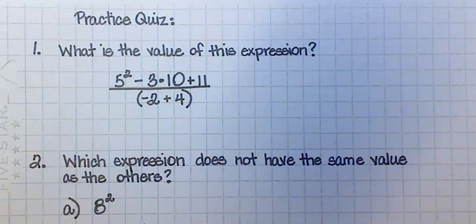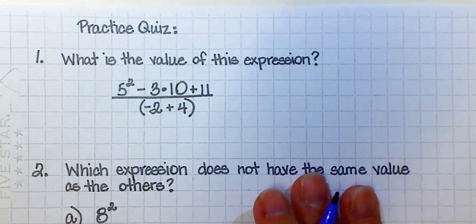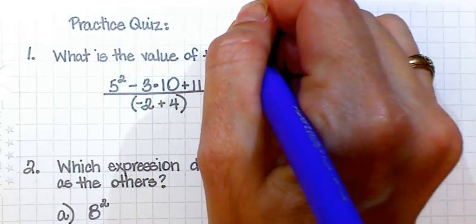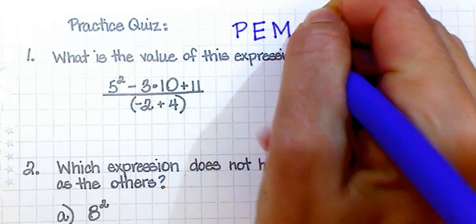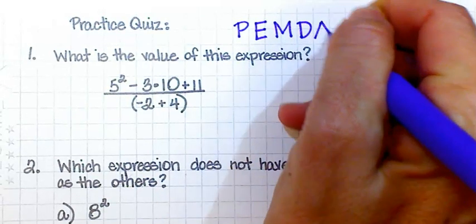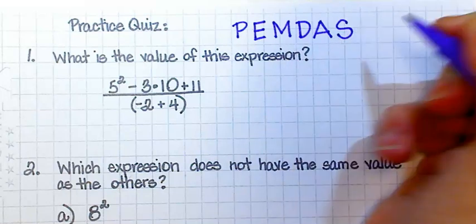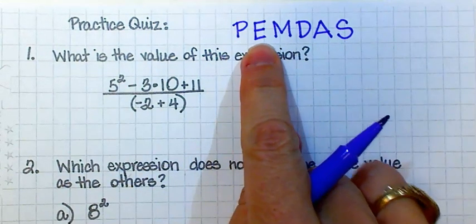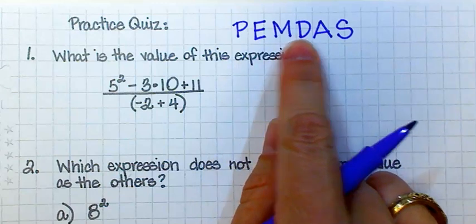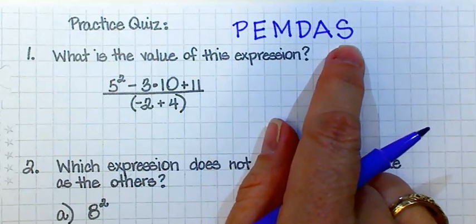So question number one, it says, what is the value of this expression? Basically, it's saying, simplify this and give me what the answer is. And you guys need to remember your order of operations, which is abbreviated PEMDAS. Which means you need to deal with your parentheses first, then your exponents, then you can do multiplication and division, and you save addition and subtraction for last.